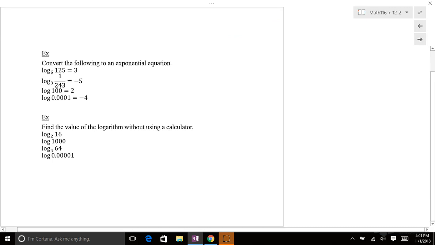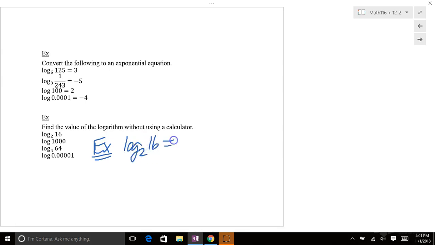What you need to do is take that log base 2 of 16 and set it equal to a value. If we can find what x is, we'll have found the value of the logarithm. So now use exponential form: 2 to the x equals 16. Then just think to yourself, solve this analytically. What would x have to be? 2 to what power is 16?